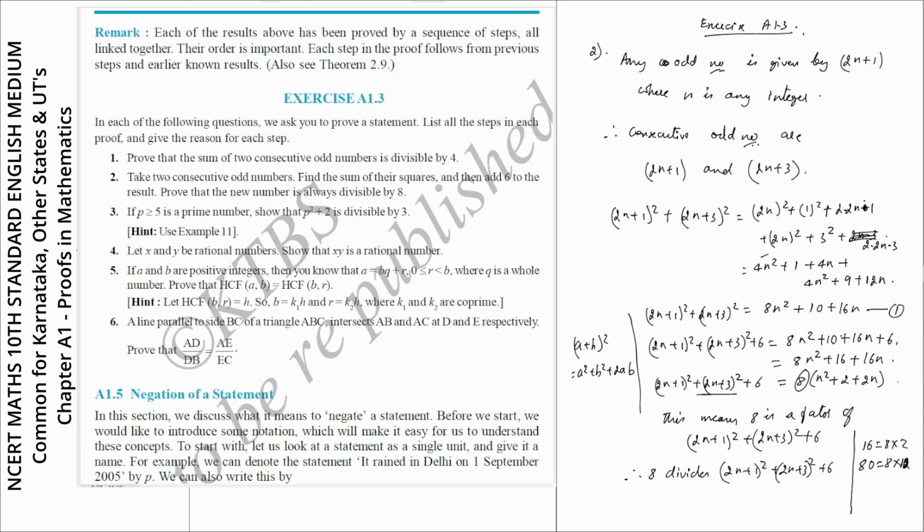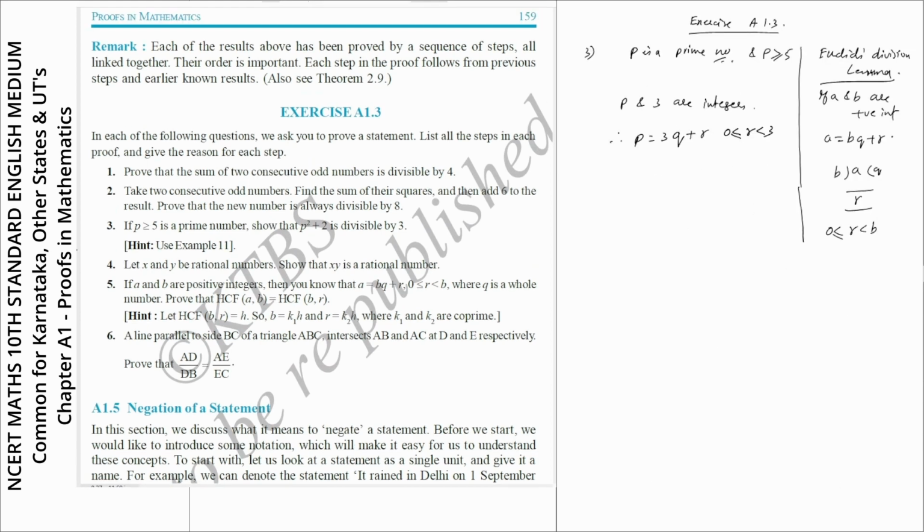This problem is similar to the previous problem. Okay, and that completes this problem. So here you can see all step by step. Okay, this is the first step, this is the second step, like this, step by step I give statements. All these are mathematical statements, and finally I proved that 8 divides 2n plus 1 the whole square plus 2n plus 3 the whole square plus 6.